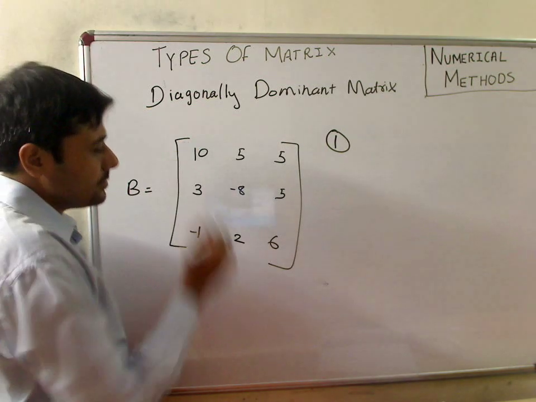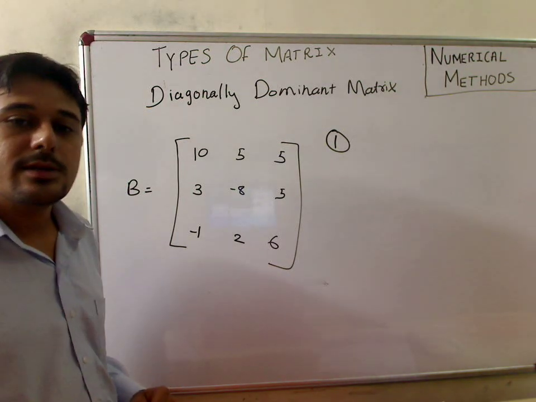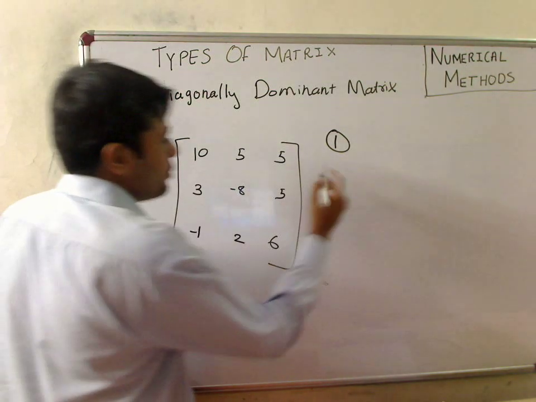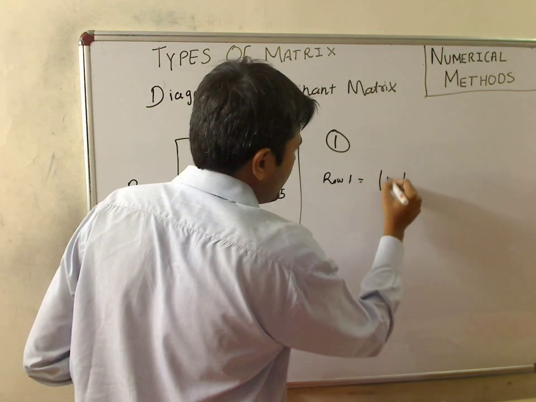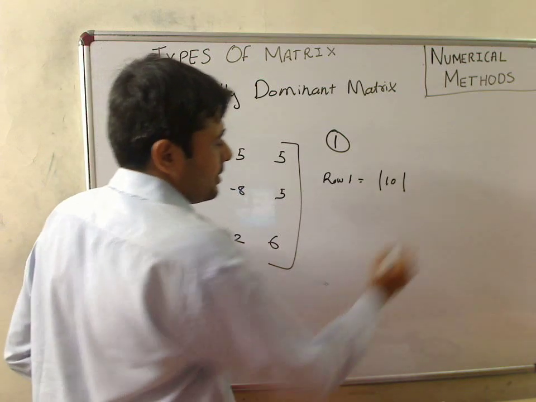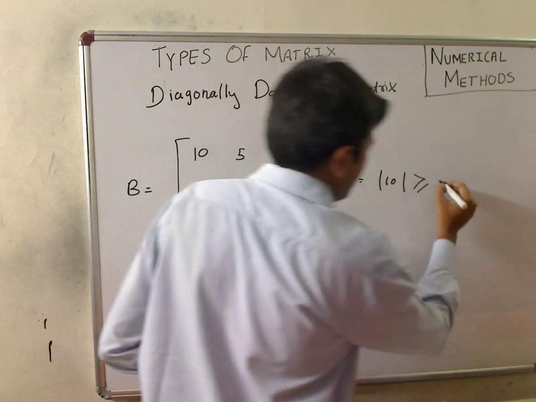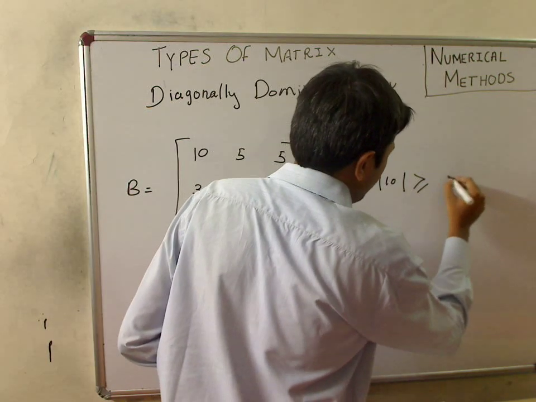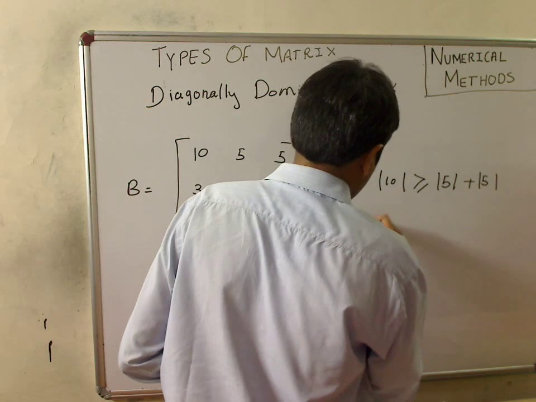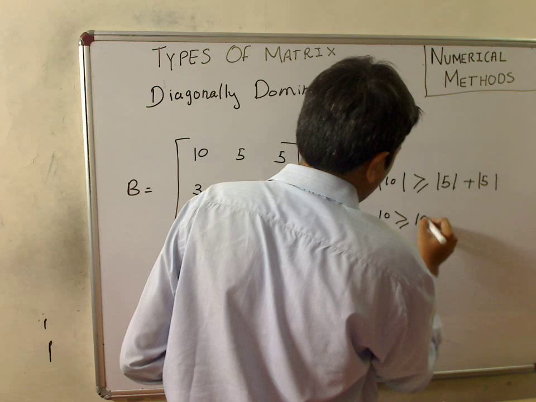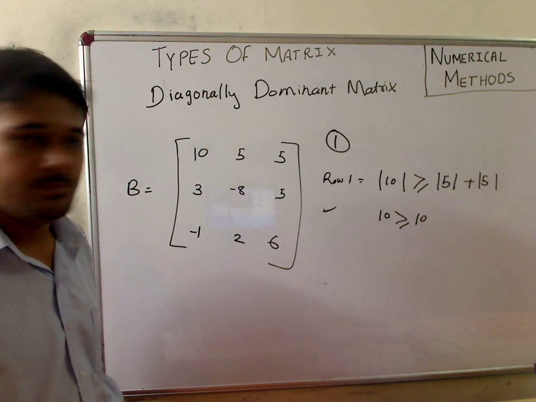So what I mean here is, always we take the modulus of the element. So for row 1, the modulus of the diagonal element is mod of n, which should be greater than or equal to the other two elements in row 1, which is mod of 5 plus mod of 5. So n is greater than or equal to n. Yes. So for row 1, this condition is satisfied.